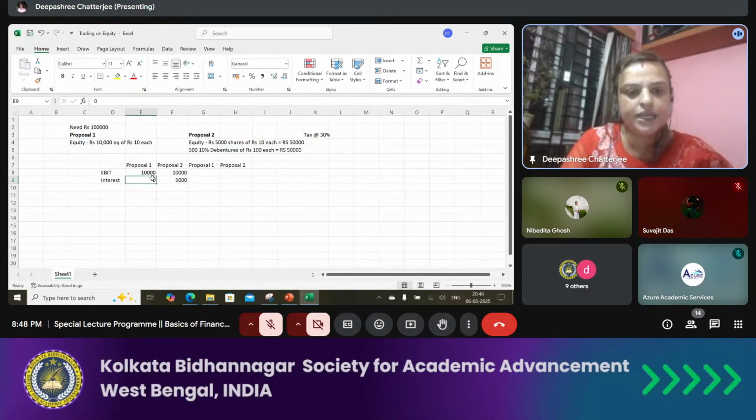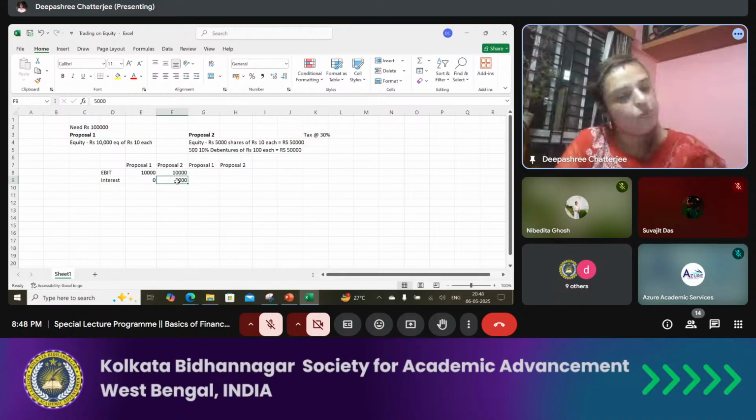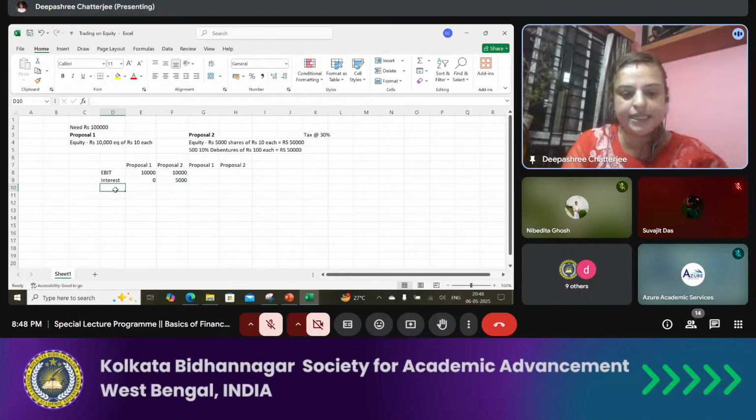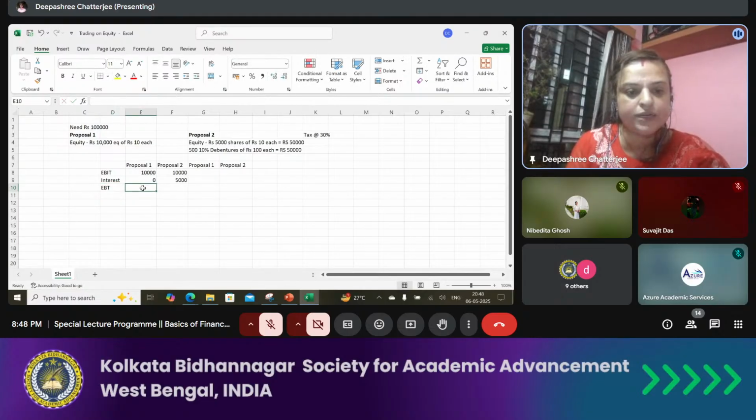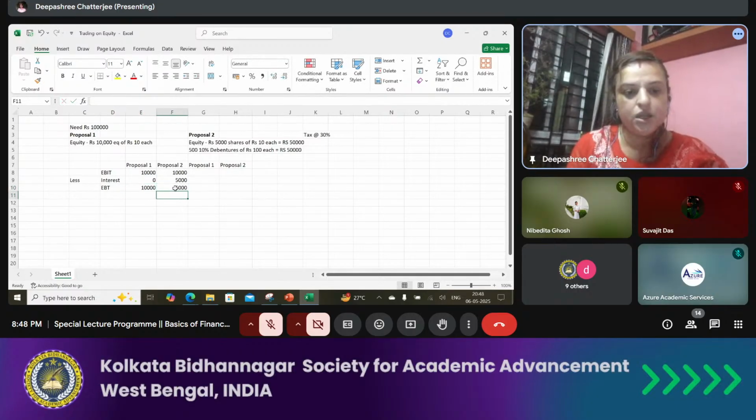So we have paid 0 interest here and we have paid this 5,000 interest here. So with this we arrive at something which is called EBT, that is earning before tax. After deducting interest, we arrive at something which is called EBT. So what do we get? Here the EBT remains as 10,000 and here the EBT comes as 5,000, right?